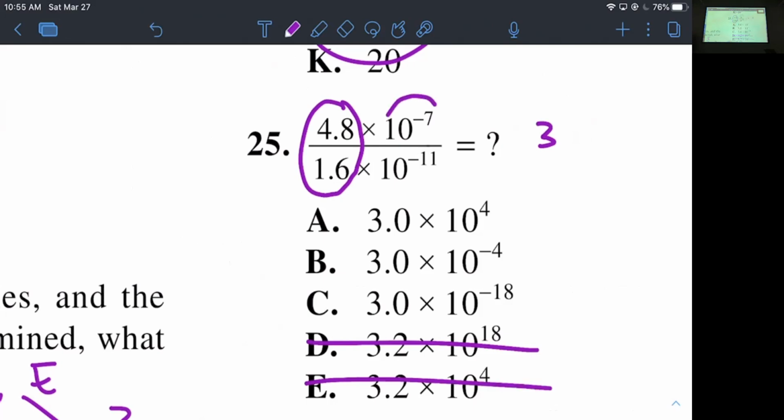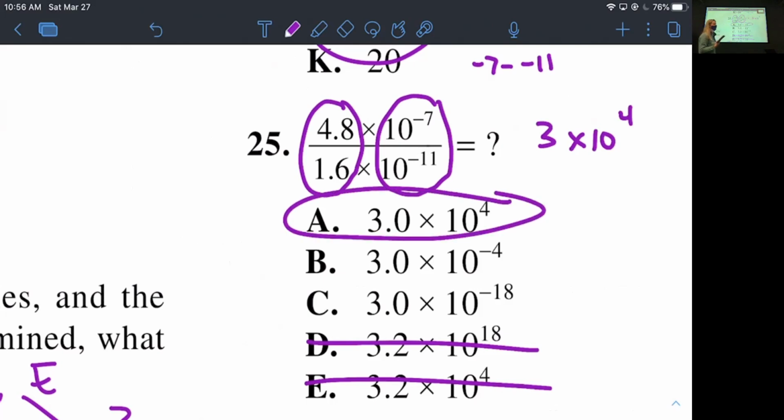Now what's the rule on exponents? What can you do with the exponents when you're dividing? Subtract. So it's going to be -7 minus -11. What happens when I take -7 minus -11? You get 4. So times 10 to the 4th. So the answer is going to be A. Questions?